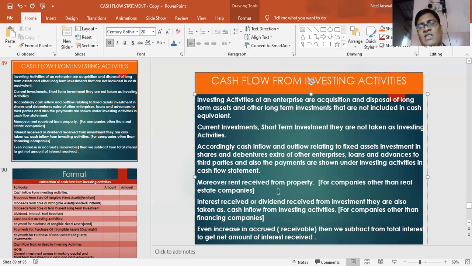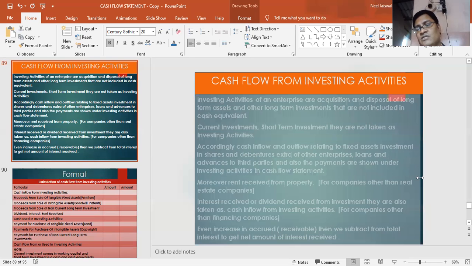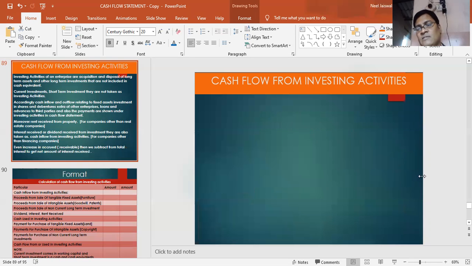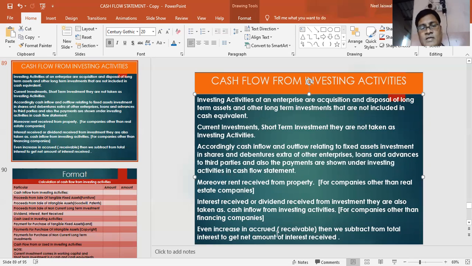Even an increase in accrued or receivable interest, we subtract from total interest to get the net amount of interest received. That means an increase in accrued interest or receivable interest is subtracted from total interest to get the net interest received.